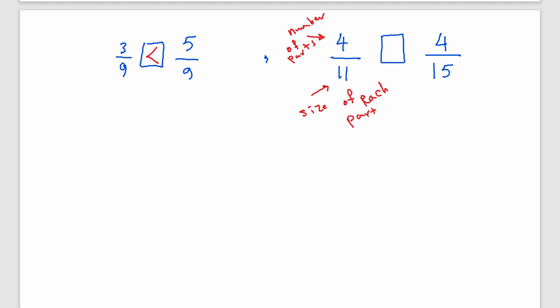if the number in the denominator is bigger, the size is smaller. So if you break something into 15 parts, you will get smaller parts. That's why 15 parts gives smaller parts, because it's more than 11. When you break something more, you get smaller parts. That's why 4/11 is more. Now you can compare the two next to each other.